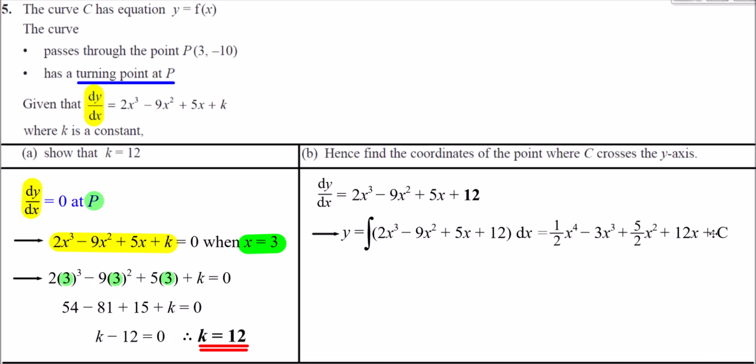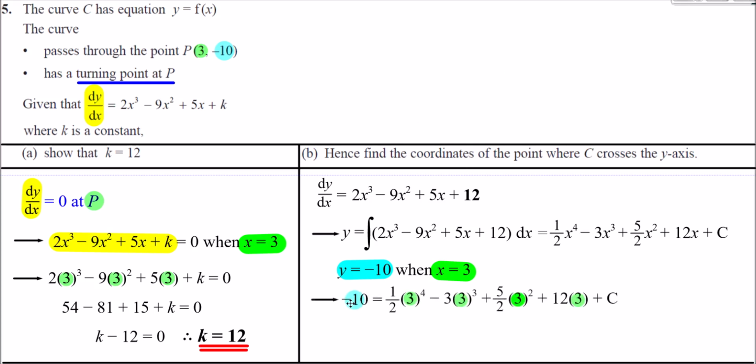So how to find this constant of integration? Well, we do know these conditions. We know that when x is 3, y is minus 10, because we're given that this curve must pass through point P. So we can substitute in these conditions. So if I input this into this expression, minus 10 will equal all of this when x is equal to 3. So minus 10 will be half of 3 to the power 4 minus 3 times 3 cubed plus 5 over 2 times 3 squared plus 12 times 3 plus c.